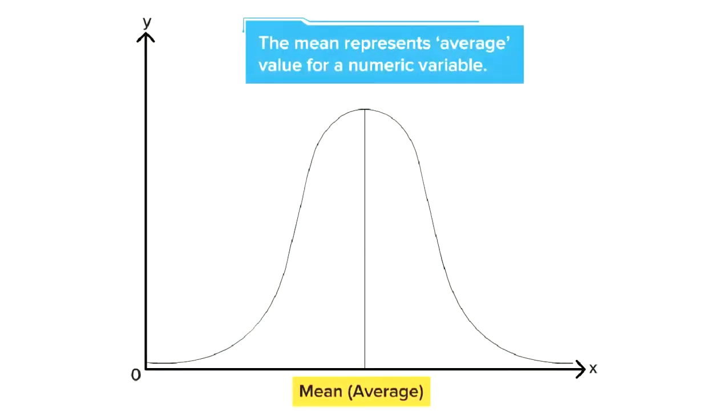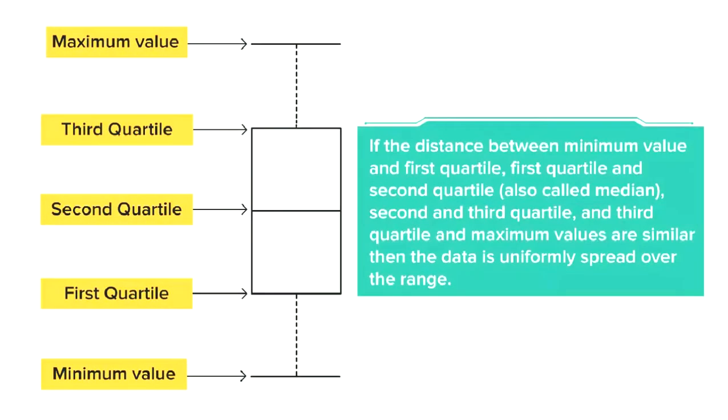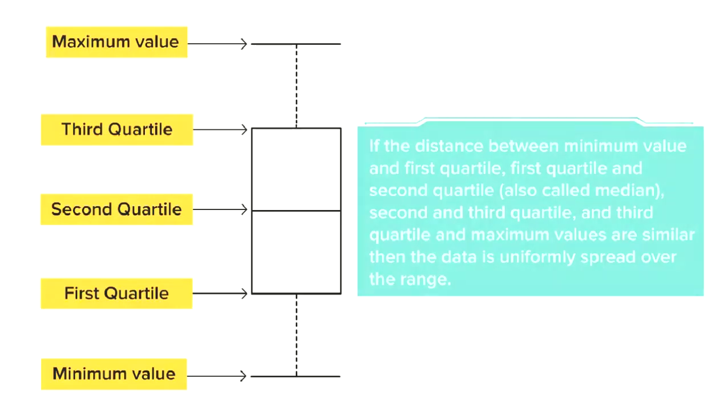The mean represents average value for a numeric variable, while the 3 quartiles represent the spread of the data. If the distances between the minimum value and first quartile, first and second quartile, second and third quartile, and third quartile and maximum value are similar, then we know that the data is uniformly spread over the range.